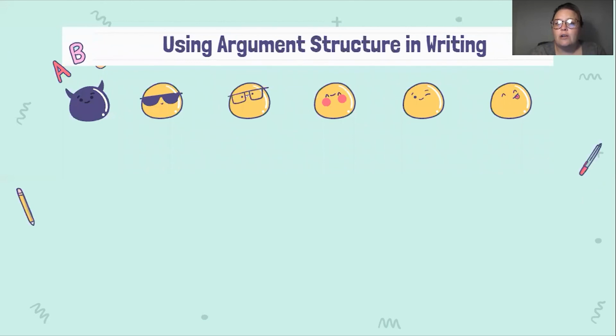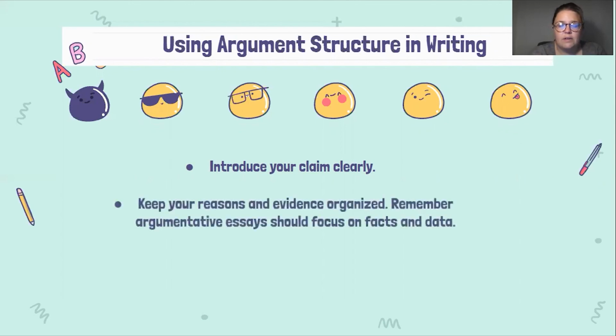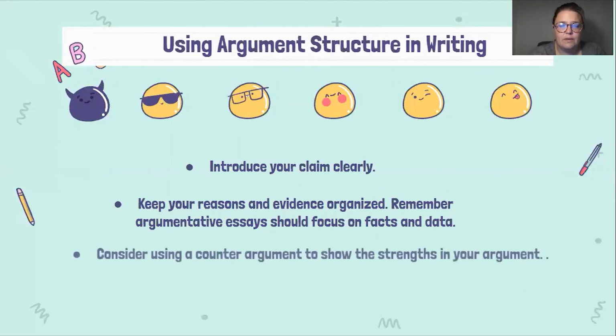So when we use argument structure in writing, there are a few things that we need to remember. First, we want to introduce our claim clearly. Often that will include restating the prompt or question that we've been asked. Second, we want to keep our reasons and evidence organized. Remember that argumentative essays should focus on facts and data. We don't want to lead with our feelings or opinions that are I statements.